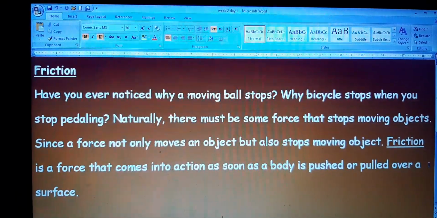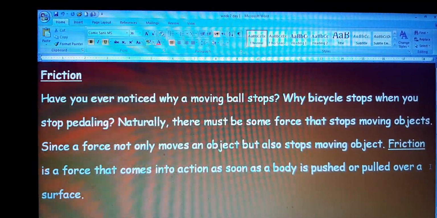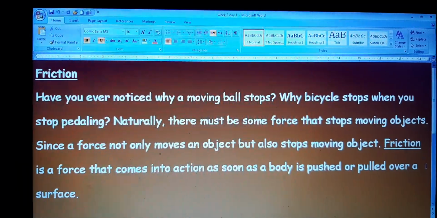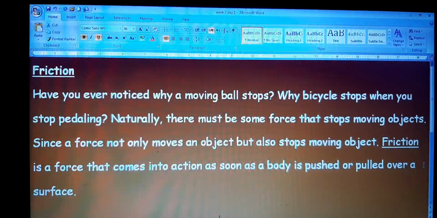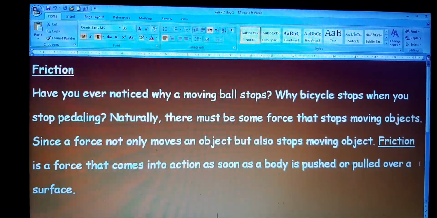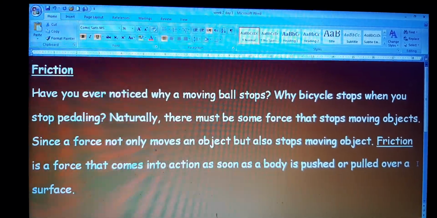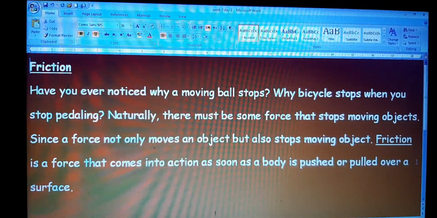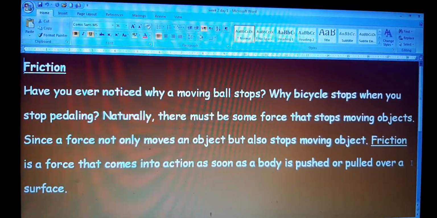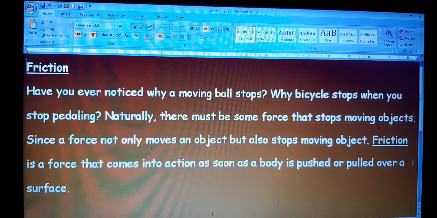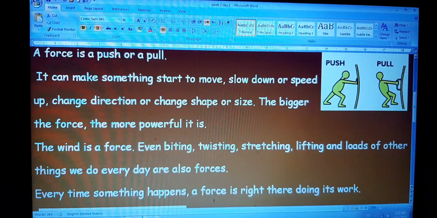In the last week, you learned what a friction is. Friction acts when two surfaces rub together. Have you ever noticed why a moving ball stops? Why does a bicycle stop when you stop pedaling? Naturally, there must be some forces that stop these moving objects, since a force not only moves an object but also stops a moving object. Friction is that force that comes into action as soon as a body is pushed or pulled over a surface.